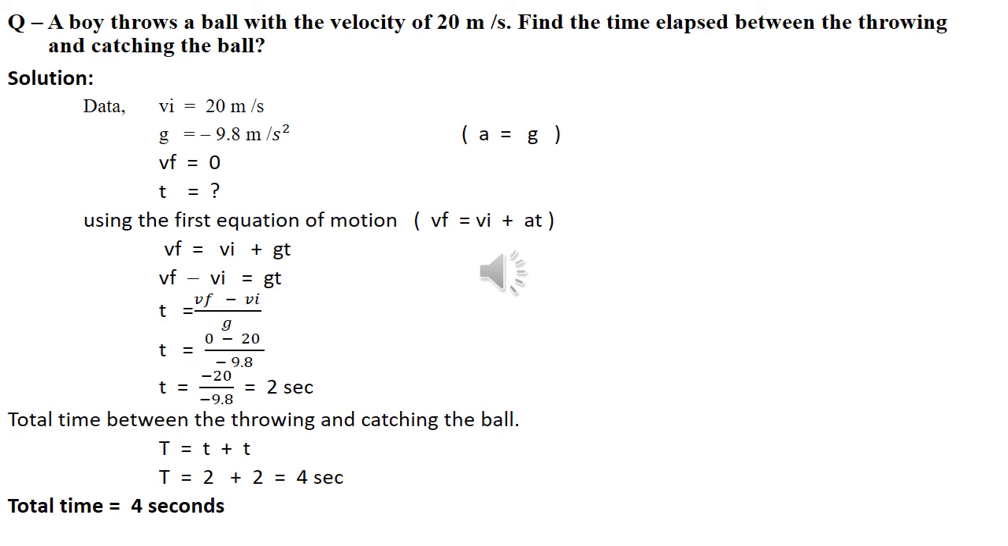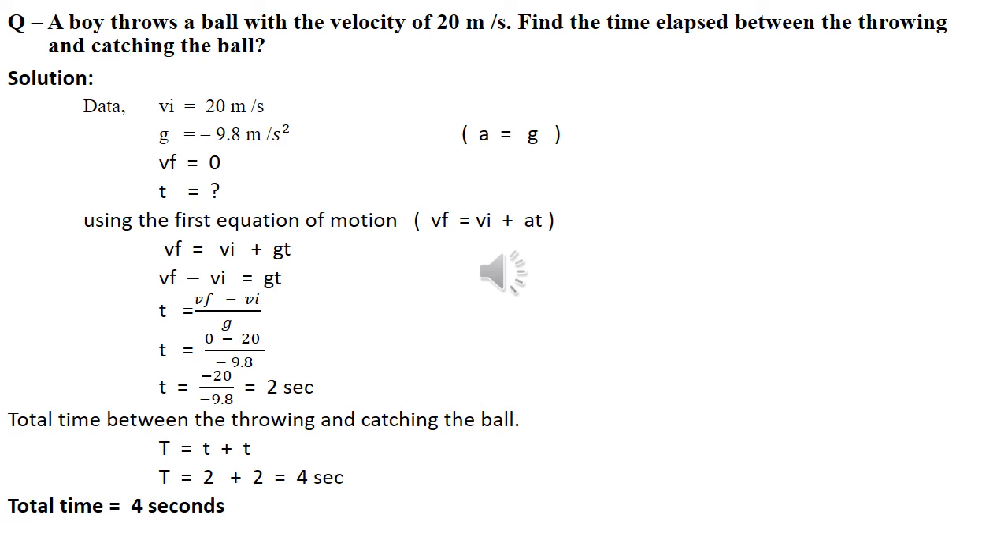In this question, a boy throws a ball with a velocity of 20 meter per second. Find the time elapsed between the throwing and catching the ball. In this question, a boy throws a ball vertically upward with velocity 20 meter per second. So we have to find the time when the boy throws the ball upward and catches the ball. We have to find how much time it takes to catch the ball.